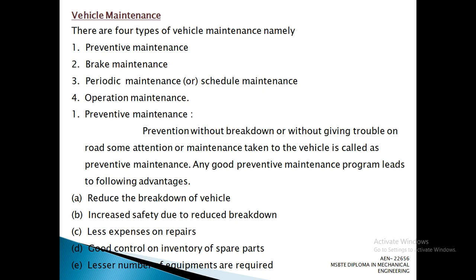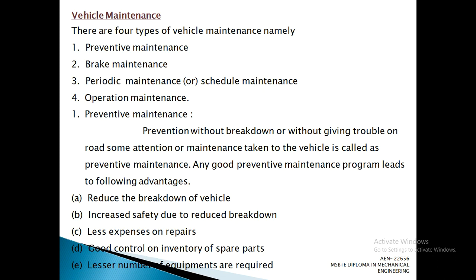Preventive maintenance is that type of maintenance which prevents breakdown, or without giving trouble on the road, is called preventive maintenance. That means it helps your vehicle not to break down. Such type of maintenance is called preventive maintenance. That is, before any breakdown occurs, this maintenance is taken into action, which prevents your vehicle from breaking down and keeps your vehicle functioning properly.